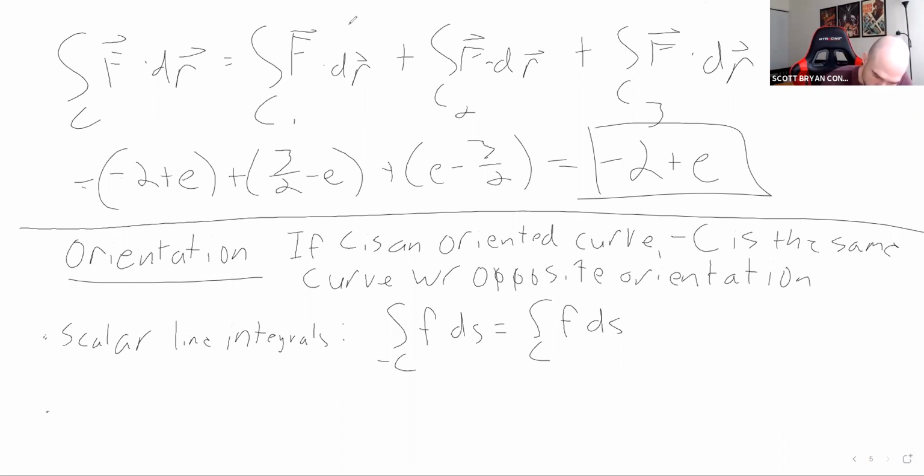But if you're integrating a vector field, changing the orientation flips the sign of the integral. So if you change the orientation, you get the negative of the integral.